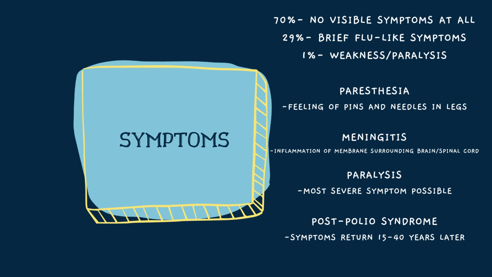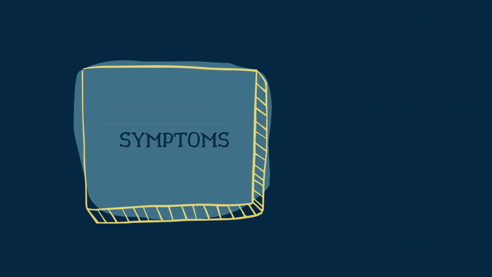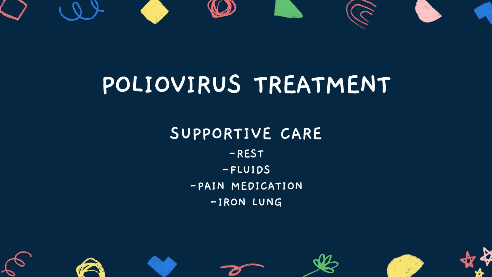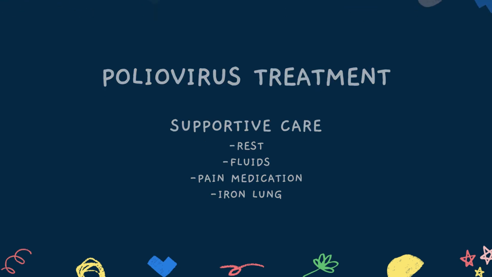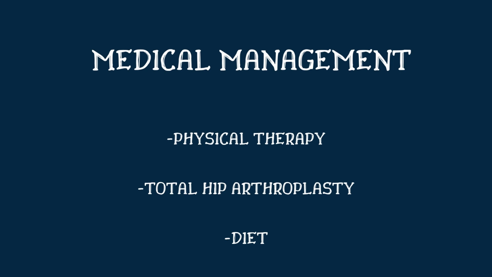In some cases, muscle pain, weakness, or paralysis can come back anywhere from 15 to 40 years after an infection, which is called post-polio syndrome. For poliovirus infections, the main types of treatment involve supportive care, which includes rest, fluids, pain medication, and in some cases, an iron lung. Medical management also includes physical therapy, total hip arthroplasty, and diet.